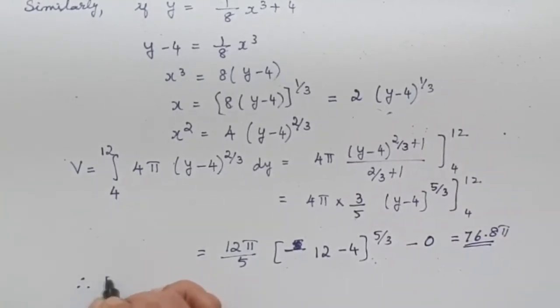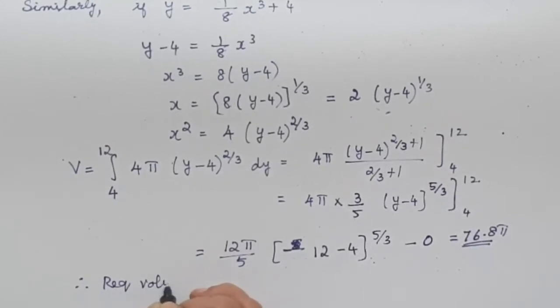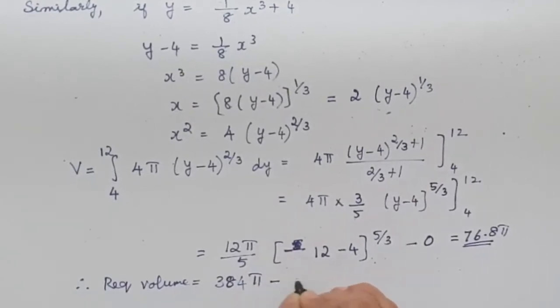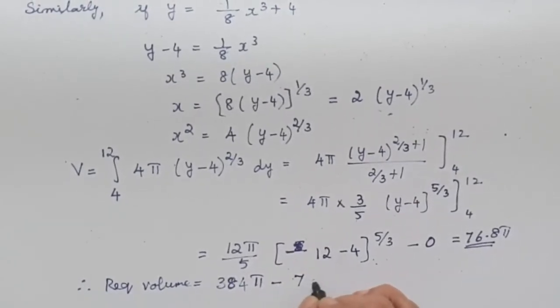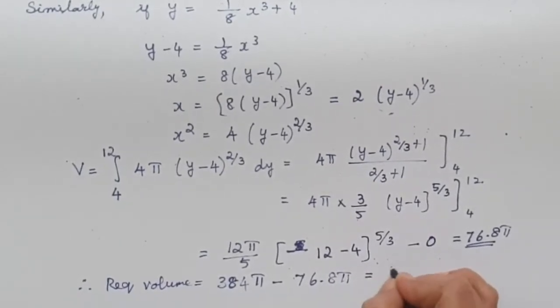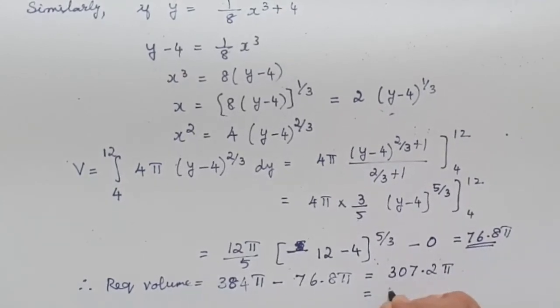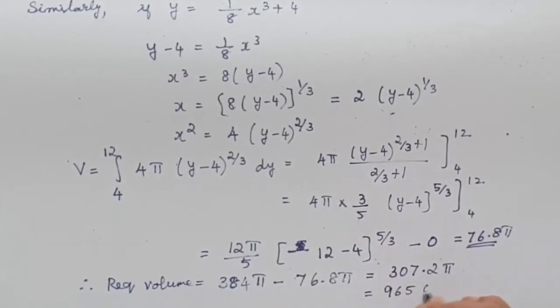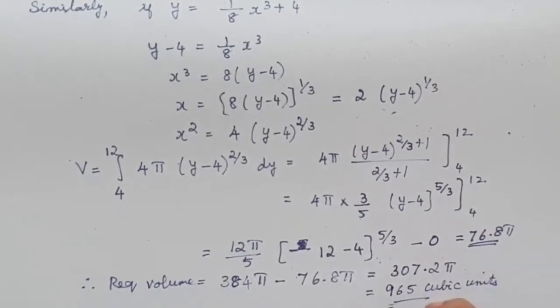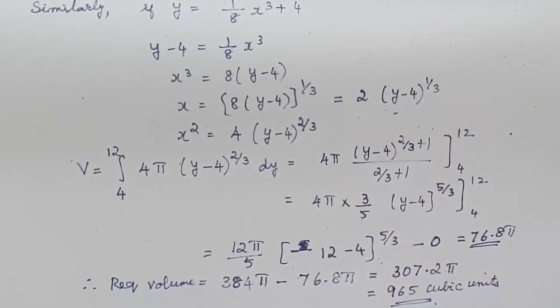Therefore, our required volume: the previous answer is 384 pi minus 76.8 pi, which will give us 307.2 pi, or 965 cubic units. Thank you.